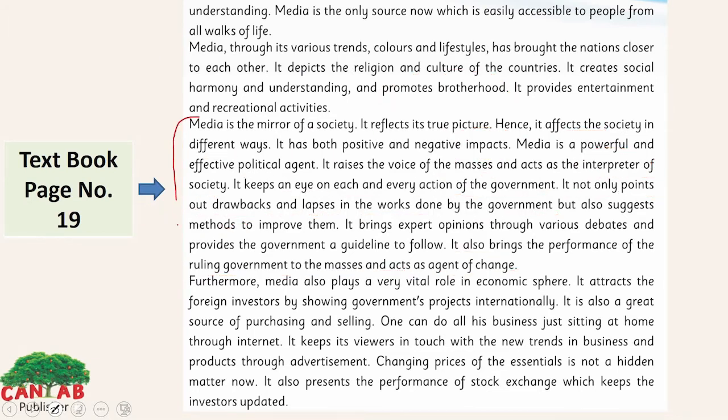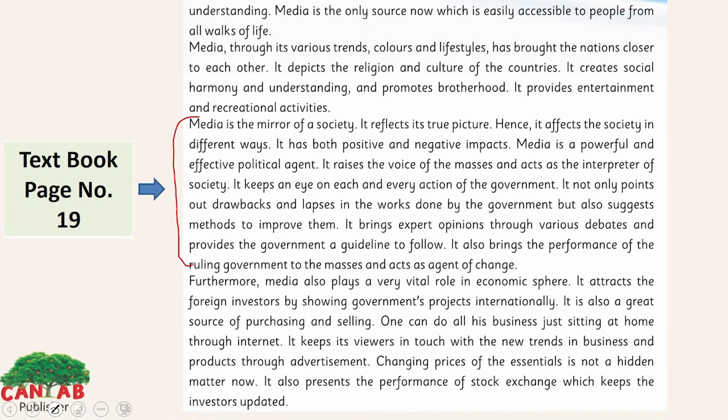So what we discuss in this paragraph here, that media shows the true picture of the society and it really reflects us. What people are doing, what the government are, what the politicians or our leaders are doing. And it also affects the society in different ways, both the negative and positive. Media is also a powerful political agent and it raises the voice of the people and it shows the true picture of society to the other people of the world. And it really keeps an eye on every action, on every act from the government.